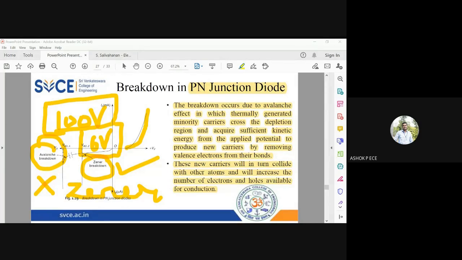In a Zener diode, the depletion region is just like a straight line. In forward bias, it is a straight line. In reverse bias, it will be very, very few mm thick. So that the majority carriers can easily cross the junction, even in reverse bias condition also. So that is the reason why we are getting Zener breakdown at low voltage and avalanche breakdown at a very, very high voltage.